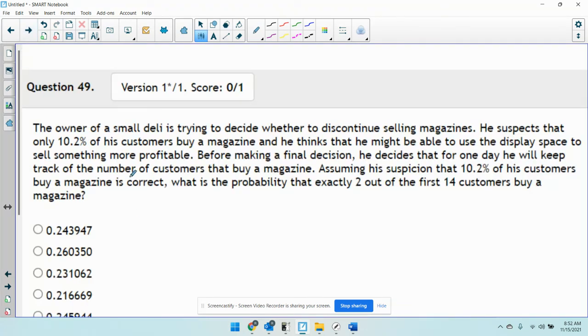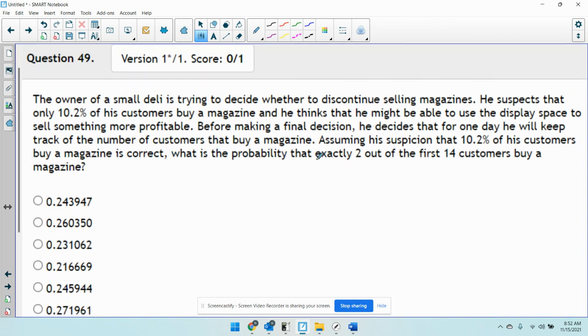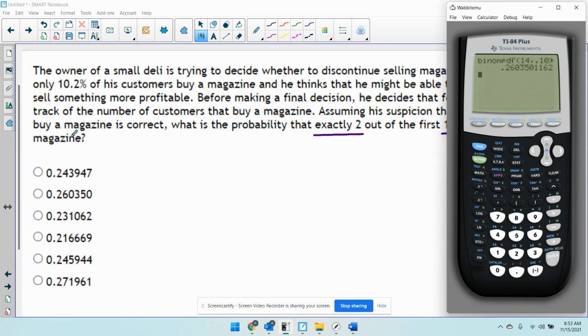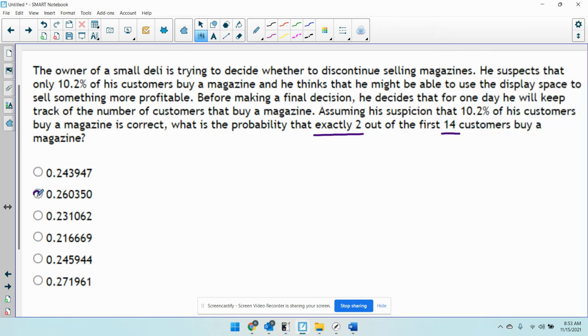And this is a long question, but not necessarily useful, any of this stuff. It says, assuming his suspicion that 10.2% of his customers buy a magazine, what is the probability that exactly 2 out of 14 buy a magazine? Exactly 2, that's binomial PDF, 14 customers, 10.2% chance of buying a magazine, or 0.102, probability of exactly 2. We get 0.26035. And that's your answer.